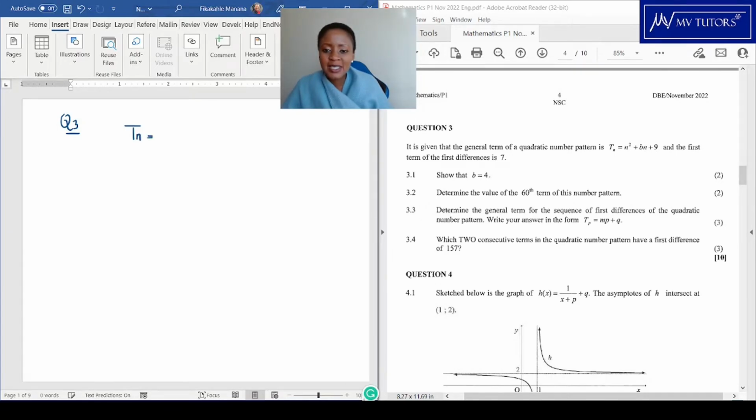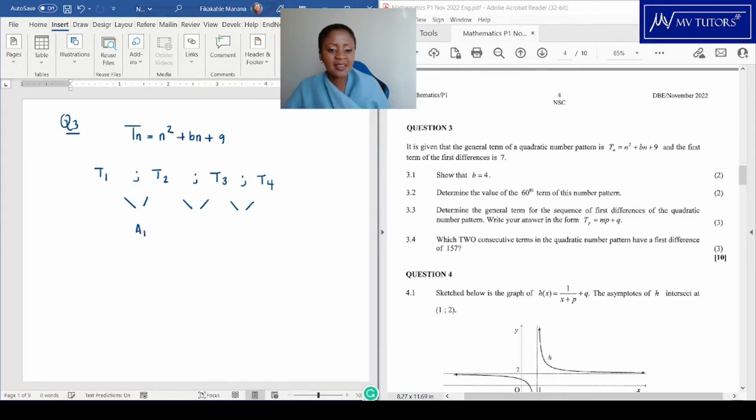All right. So it is given that, I haven't even read the question, I'm already writing. It is given that the general term of a quadratic number pattern is Tn is equal to n squared plus bn plus 9, and the first term of the first differences is 7. Okay, what does that mean? So if we have T1, T2, T3, T4, you know we like having 4 terms at least for a quadratic pattern, right? And then we have our first differences over here. And we know that the first difference is normally an arithmetic sequence.